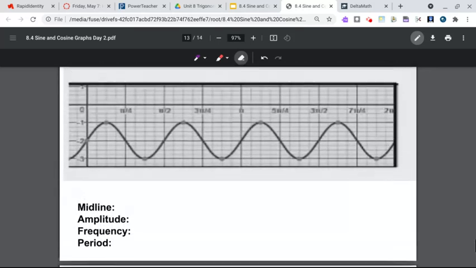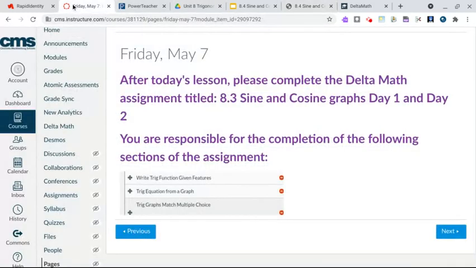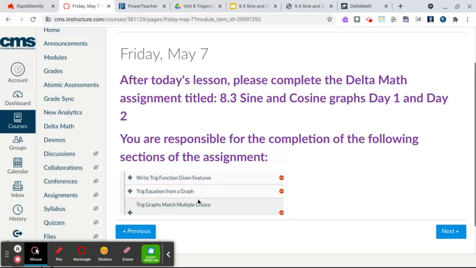Okay. I'm going to run over actually to Delta. Today for your assignment, you're going to be responsible for these 3 sections from Delta: writing trig functions given features, trig equation from a graph, and then trig graphs match multiple choice. We pretty much did the first bullet and the second bullet, and then the third one is just like the second one. But I just want to do one from each just to make sure you guys are good.